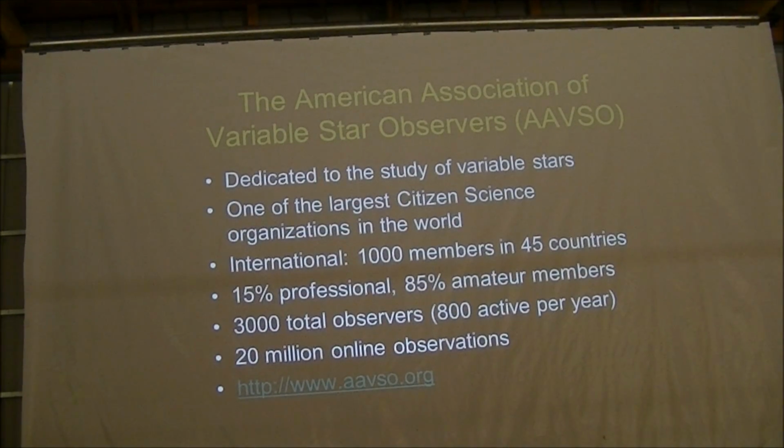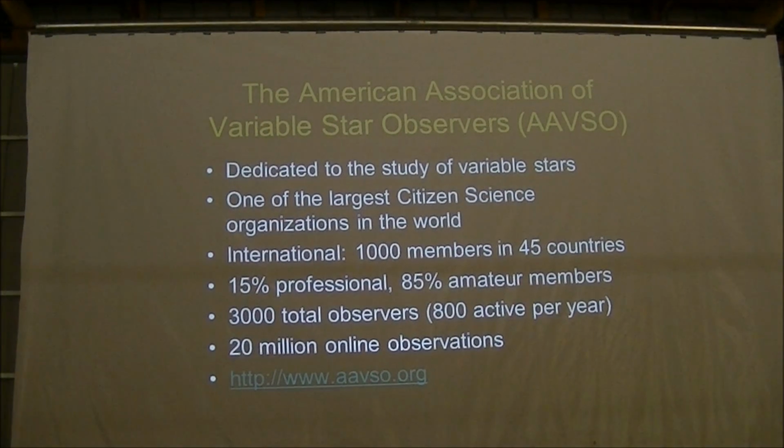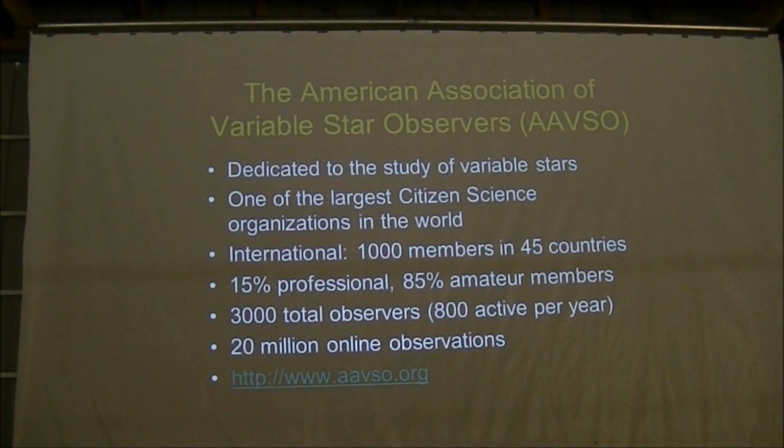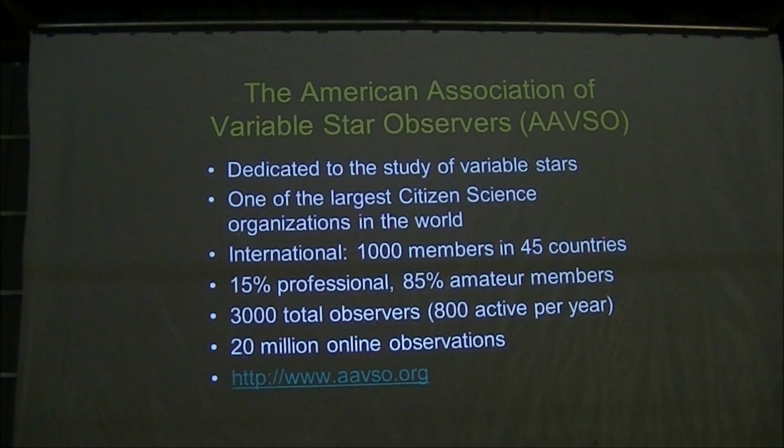So I want to give a commercial before I get started, and that is about the American Association of Variable Star Observers. It's one of the oldest citizen science organizations in the world. There's one that's older, which is a birding group looking for the migratory paths of birds. But as far as variable stars are concerned, it's the oldest. It's also the largest. We currently have about 1,000 members in 45 countries.